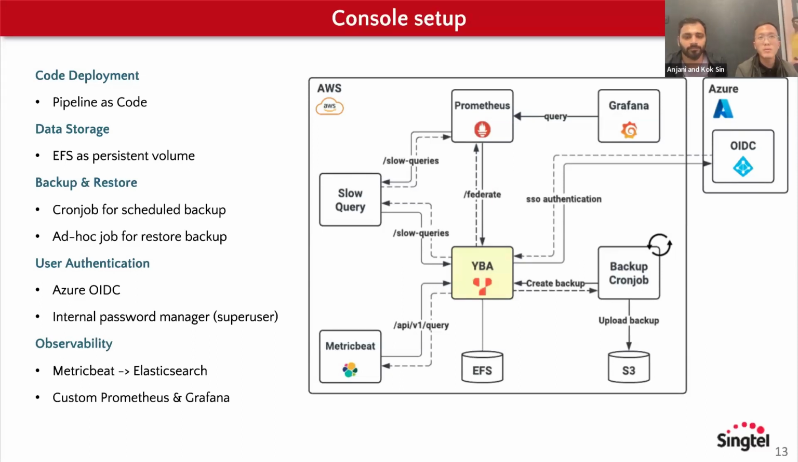On top of that, we also have a slow query component deployed. This converts the slow query response that we got from the console API and turns it into Prometheus compatible metrics. And this allows us to configure alerts, and we get to know about slow query incidents in production as soon as possible.